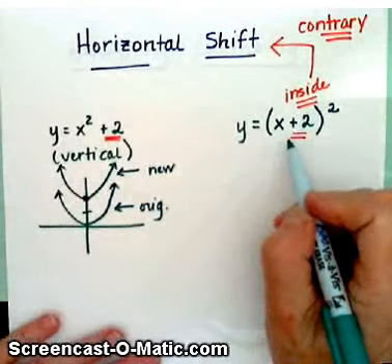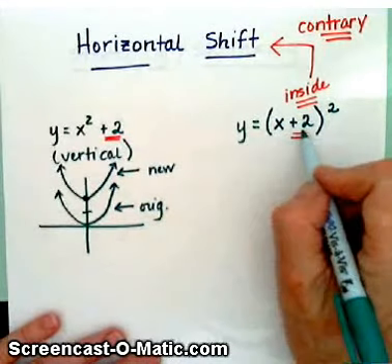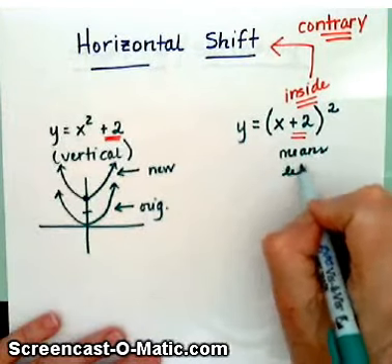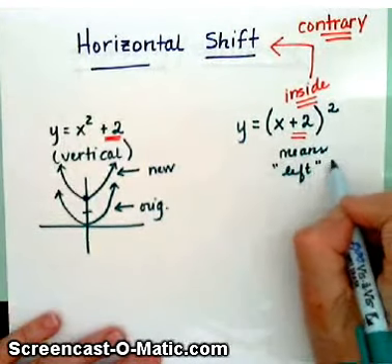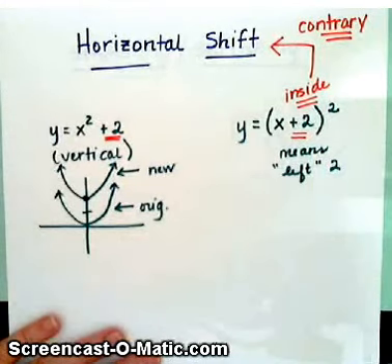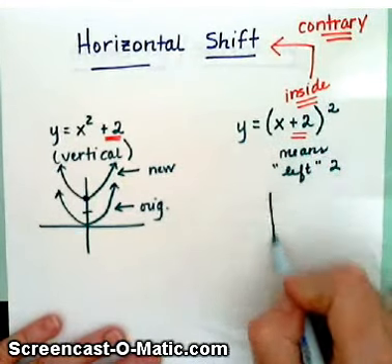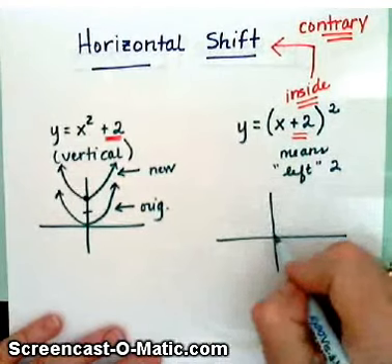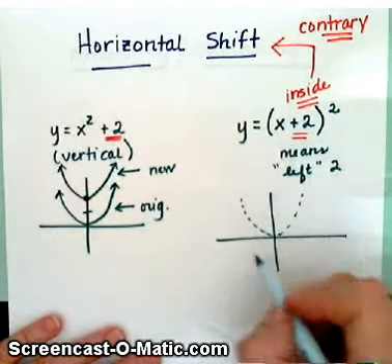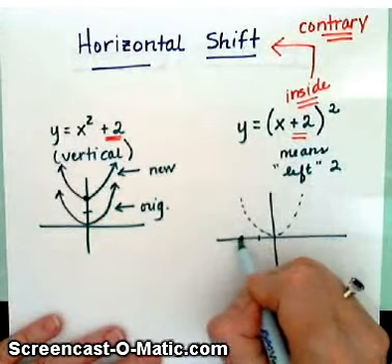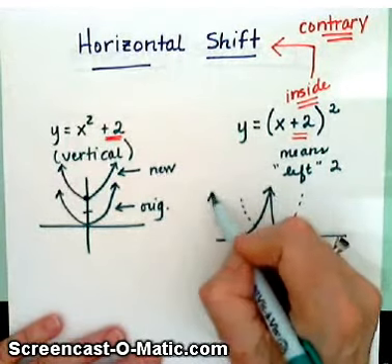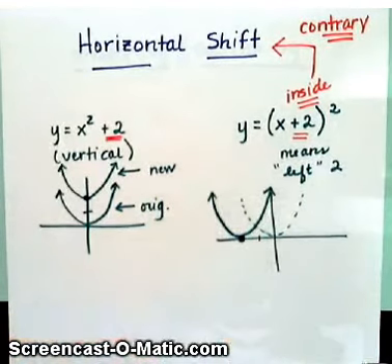So even though it says +2, this means left 2. Because it's plus, you would think it would go right, since the positive direction is right, but we're going to shift it 2 to the left. So normally this would be the graph of y equals x squared. This one says +2, so we're going to move that vertex here, and here is the new graph. So that is a horizontal shift.